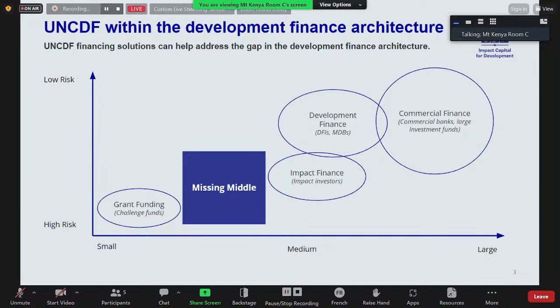You are still non-bankable. And this is what we call the missing middle. This is where UNCDF will work in the value chain, will work on de-risking the missing middle, creating a financing avenue for the missing middle so they become bankable. So they can go and pitch for the impact finance, go and pitch for the development finance, and then later on become even bankable with the commercial banks without any support from the UNDS.